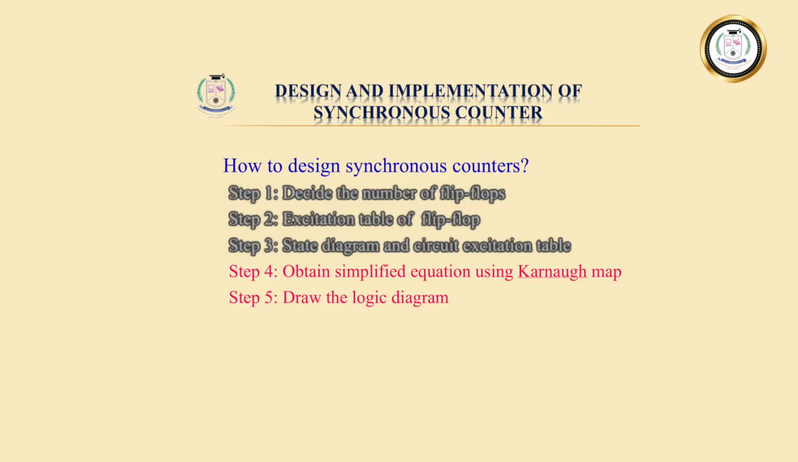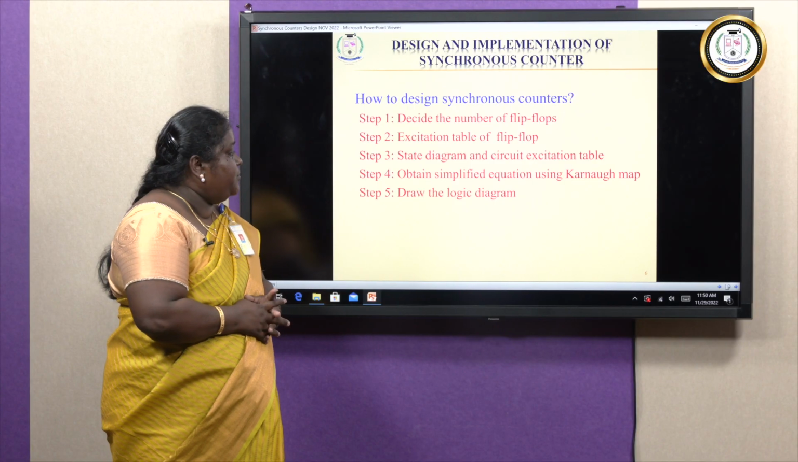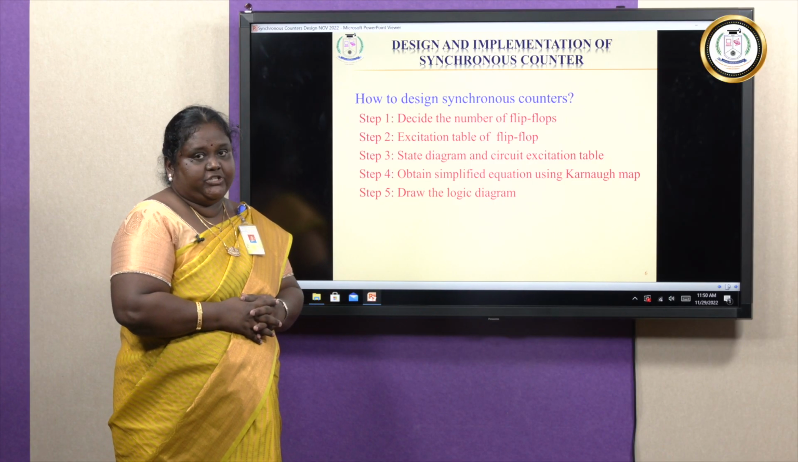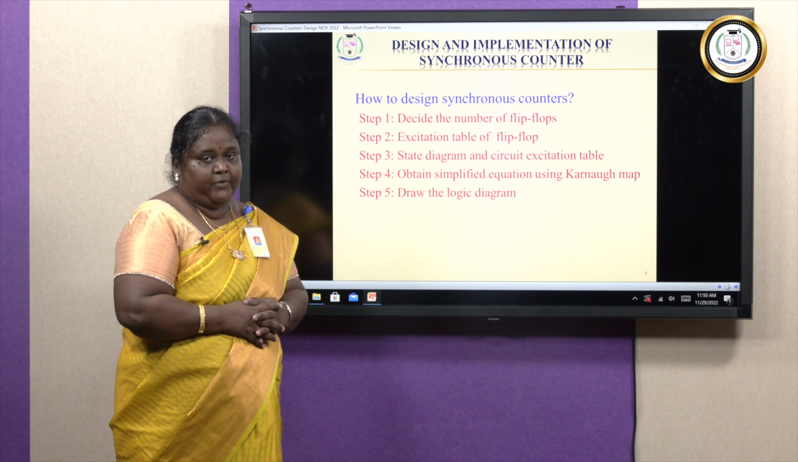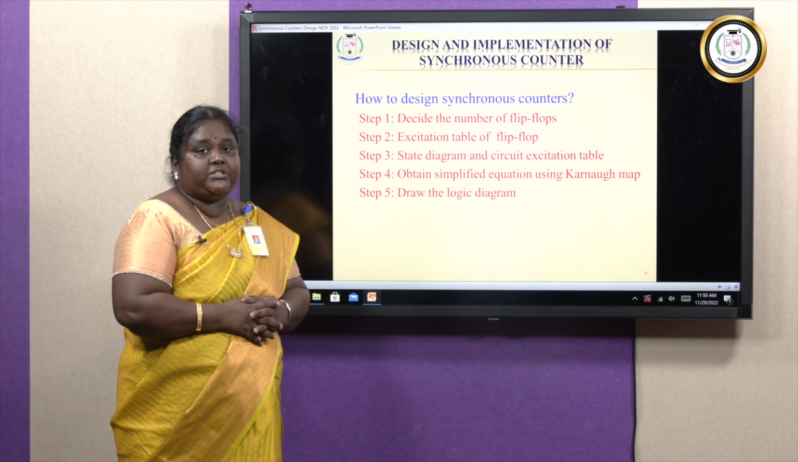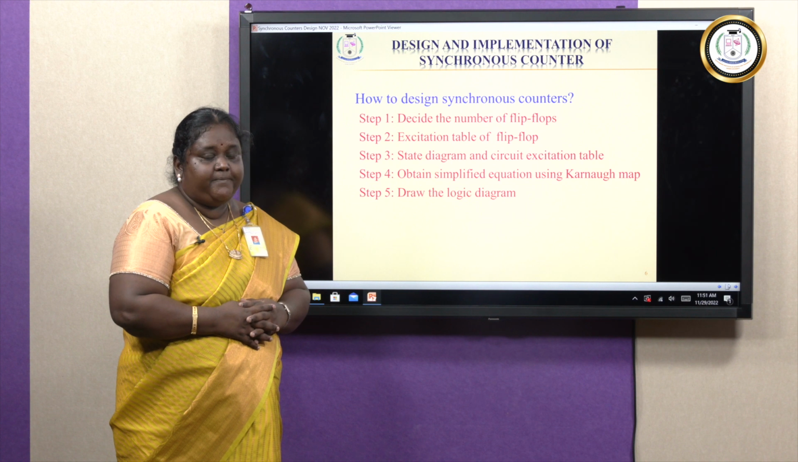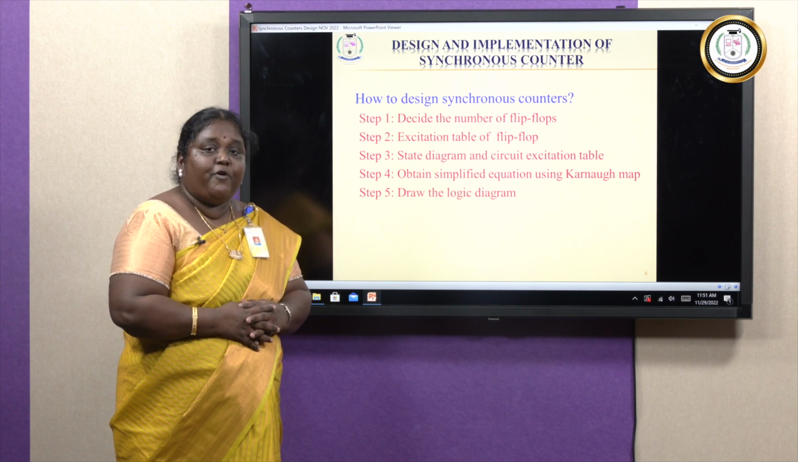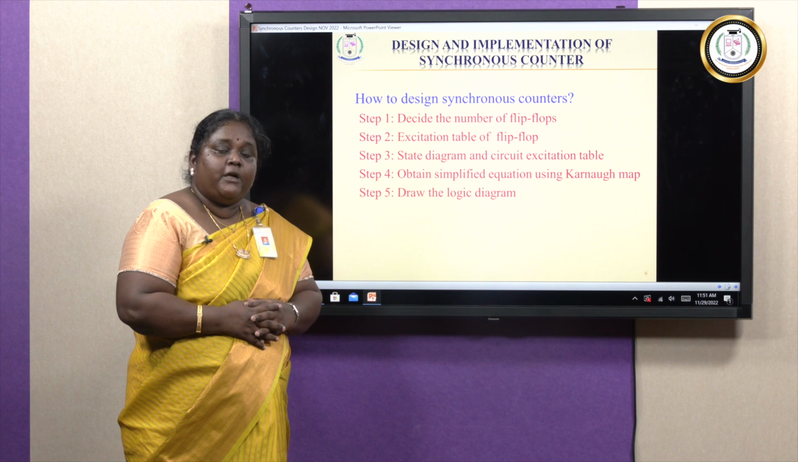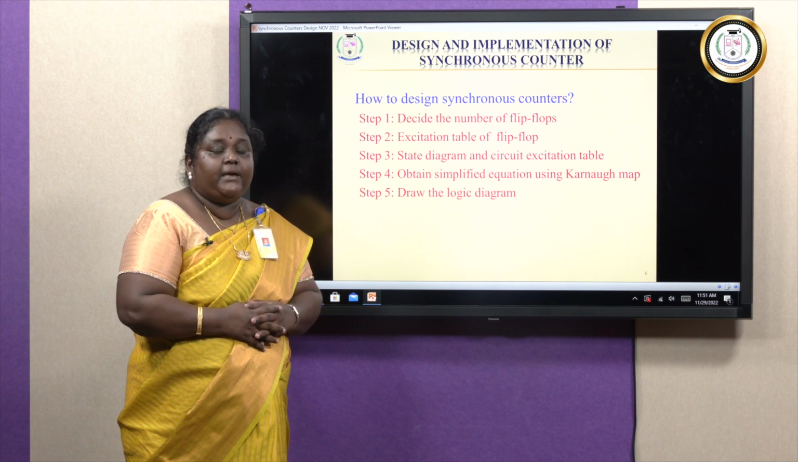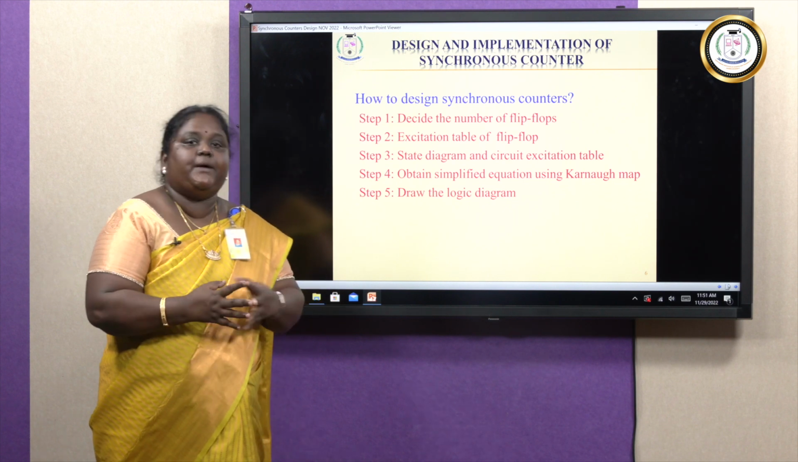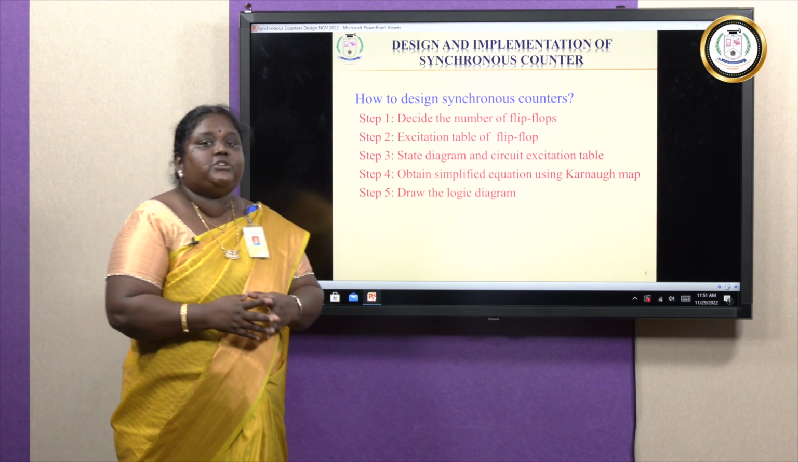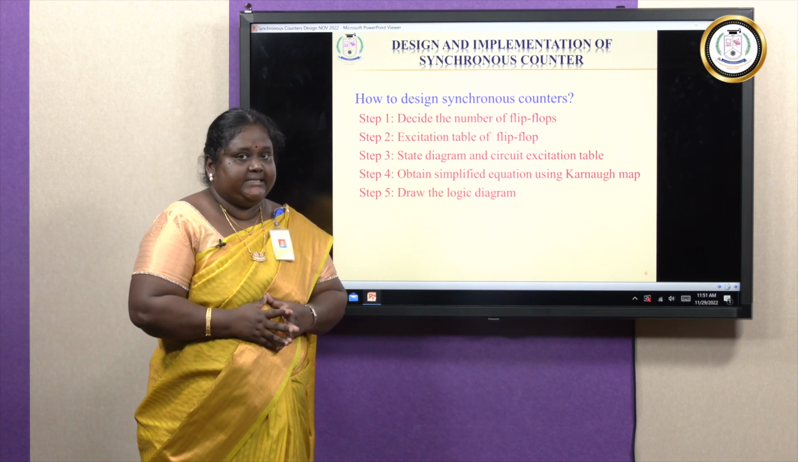In step 4, using the excitation table and with the help of the corner map, we have to obtain the simplified equation or the Boolean expression. So the corner map is a widely used visual mapping system that is used to simplify any algebraic expression to a Boolean expression, that is sum of products or products of sums form, so that it would be easy to implement digital circuits with a smaller number of flip-flops. So this is how the corner map simplification is done.